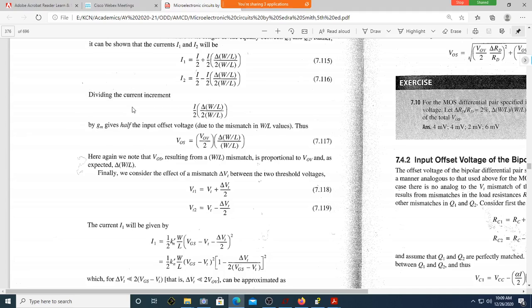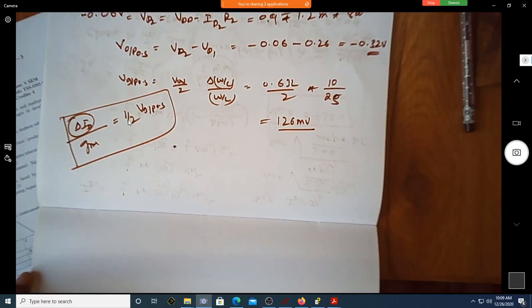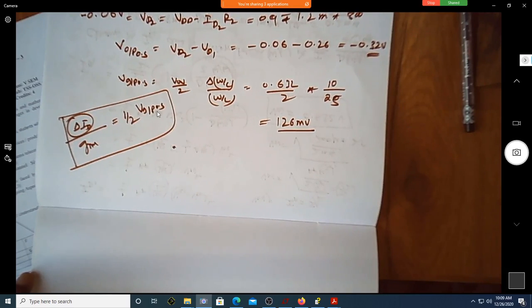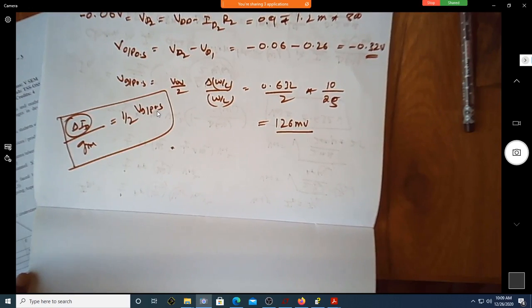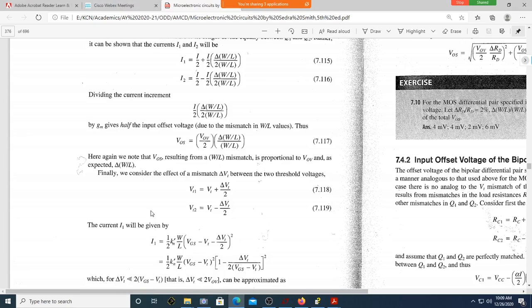All of you read this again. Dividing the current increment by GM gives half the input offset voltage. That's what I'm trying to show you here. This is the delta ID. Dividing it by GM will give you half the input offset voltage. That's how you should read that sentence.